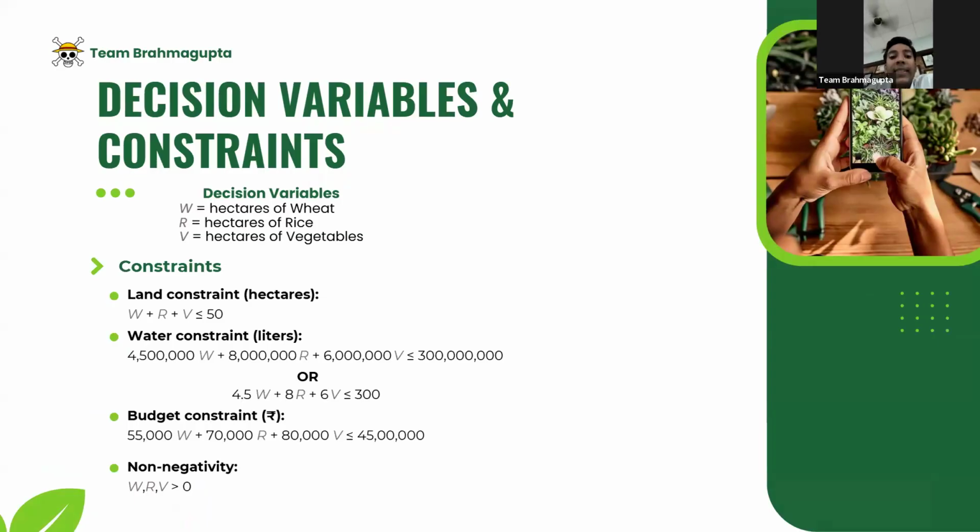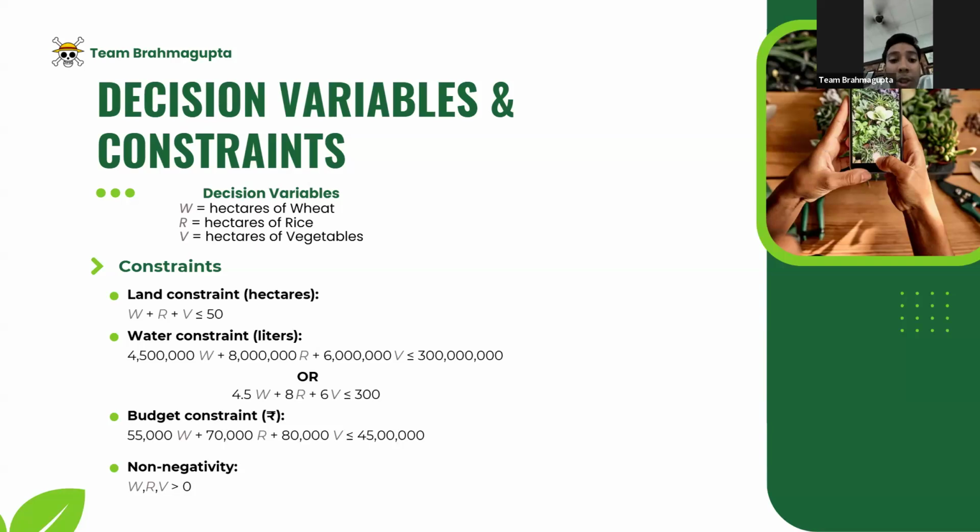The decision variables and the constraints. We have taken variables W for the hectares of wheat, R for the hectares of rice, and V for the hectares of vegetables. The first is the land constraint: the hectares used for wheat plus rice plus vegetables should be less than or equal to 50 hectares. It should not exceed 50 hectares.